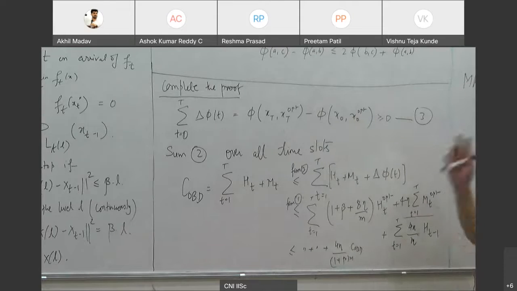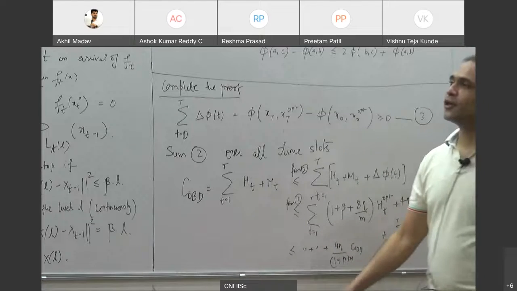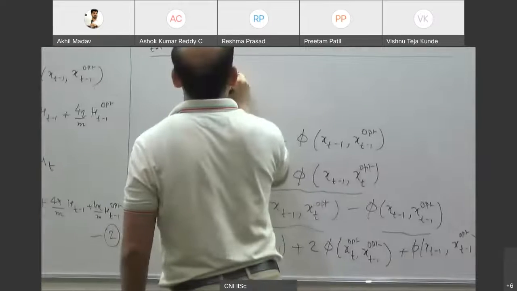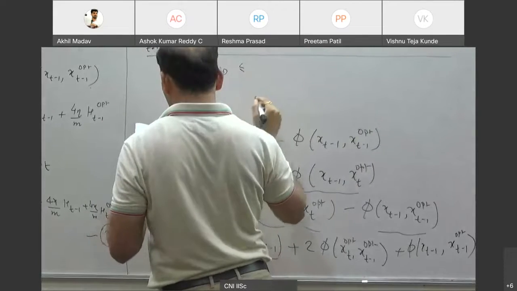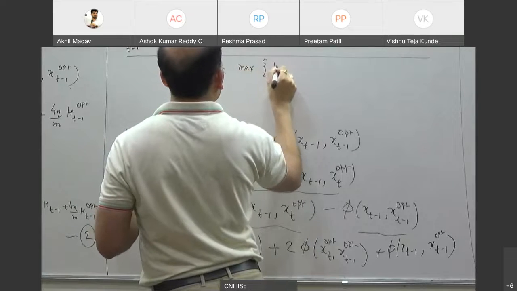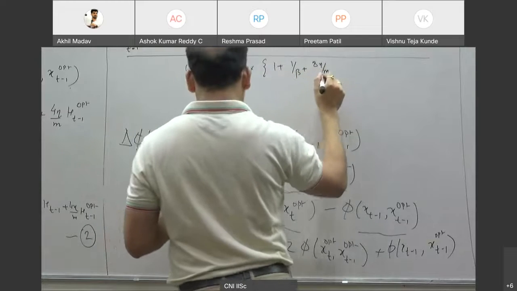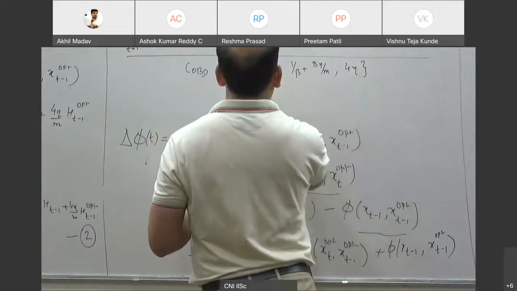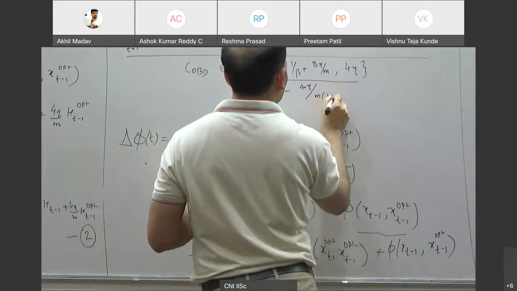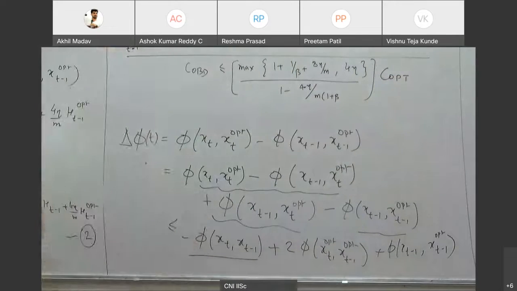And beta I will choose as 2 plus 10 over n. So after you choose this and push it over there, you get a complicated ratio. You are able to write the cost of OBD as less than or equal to the expression divided by 1 minus that term.